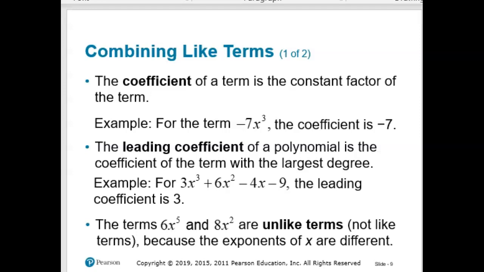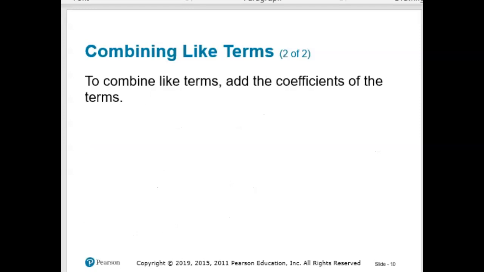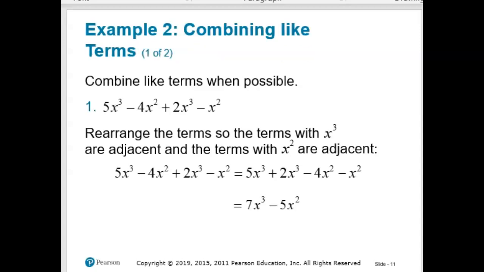Looking at the last bullet item, the terms 6x to the 5th and 8x squared are unlike because x to the 5th is not identical to x squared. To combine terms, make sure you just add the coefficients or subtract the coefficients, whichever is appropriate, as long as the base and the exponents are identical. So looking at this example, 5x cubed minus 4x squared plus 2x cubed minus x squared, you are looking for x cubes and x squareds. When you sort those, you will then take the coefficients and add them or subtract them.